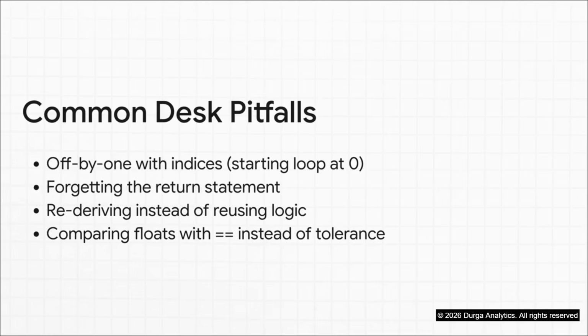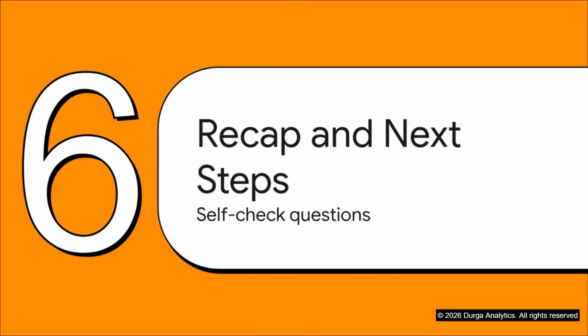Another huge trap is forgetting the return statement at the very end of your function block. If your function computes everything perfectly but hands back None, you just forgot to return the value. And finally, the disaster of copy-pasting your logic instead of properly calling and reusing your beautifully established function. Don't do it. Finally, Section 6, Recap and Next Steps.